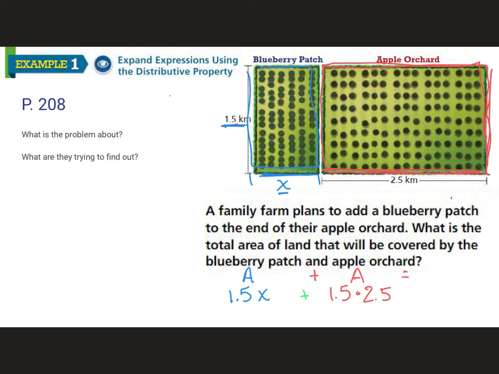So there, I know to find the total area, I would have to find the area of each piece and then add them together. Well, that's at least one way to do it. Another way to do it would be to imagine that this entire patch was all one big rectangle. And so this side here would be 1.5.